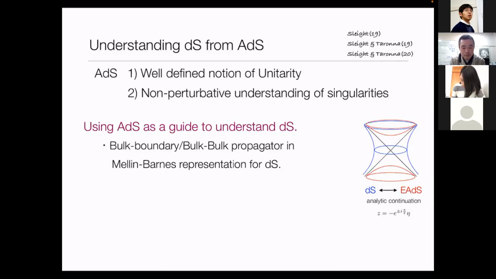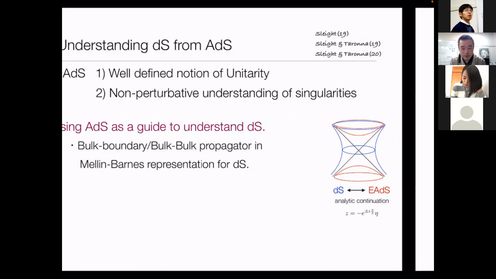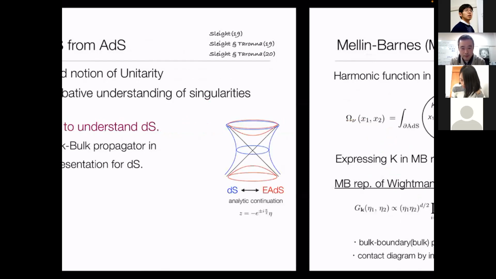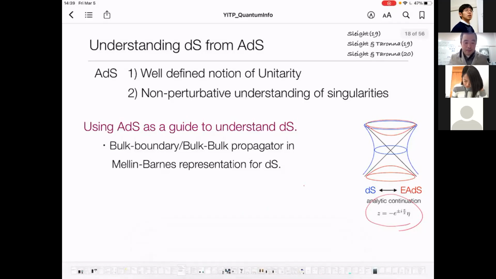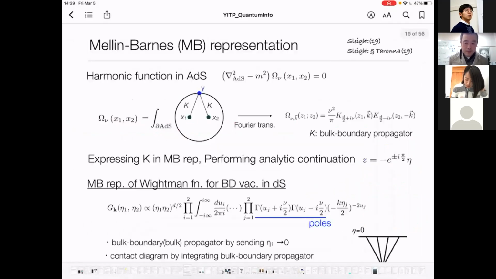And so as I already mentioned, dS and Euclidean AdS are related by analytic continuation of this one. So eta is conformal time of dS, and z is a holographic coordinate. And maybe I'm not doing well with time. Okay, maybe I can skip some part.